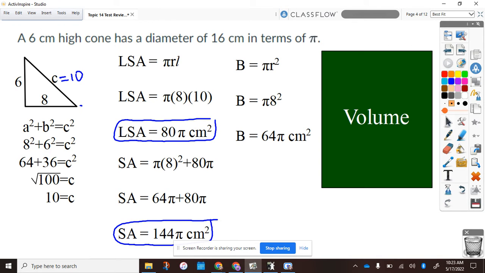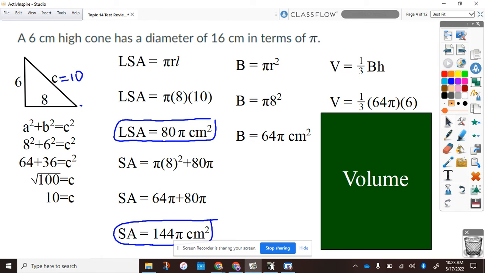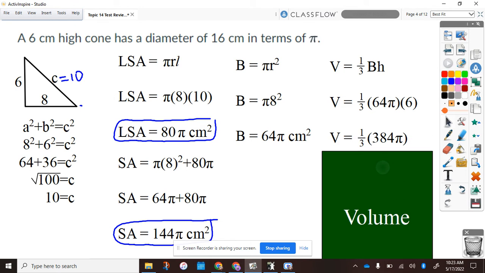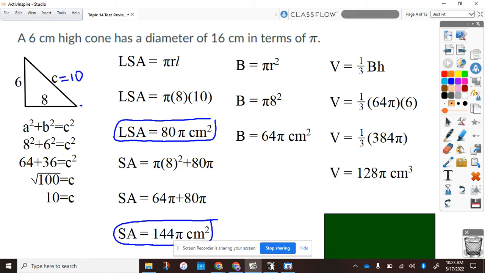Now for volume, you need 1/3 of this capital B times the height. So we're going to do 1/3 times 64 pi times 6, the height of this cone. We multiply all of that out. Remember, keeping it in terms of pi, that means we're really only doing 1/3 times 64 times 6. 128 pi.